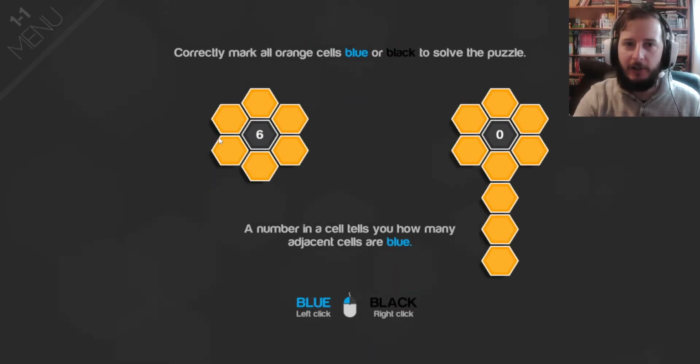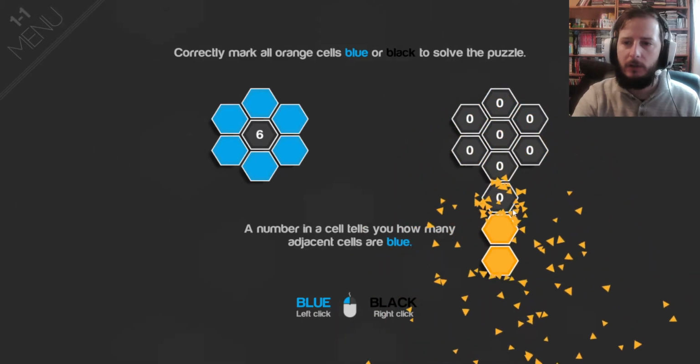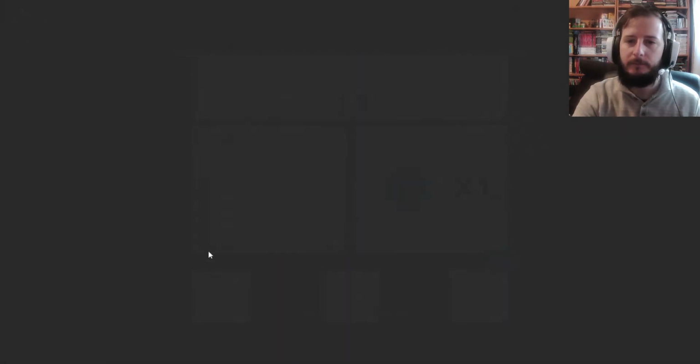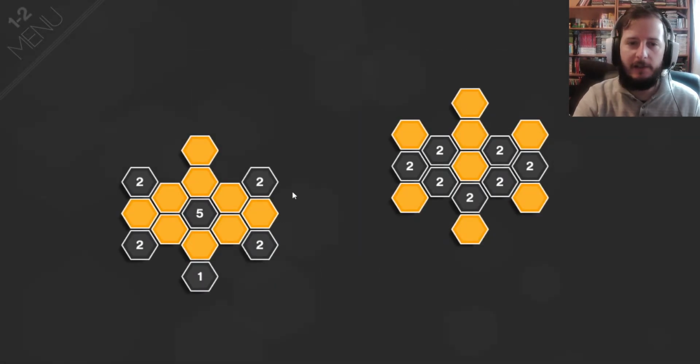Let's do 1-1, shall we? Much like Mario, it's a place to start. Correctly mark all orange cells blue or black to solve the puzzle. The number in a cell tells you how many adjacent cells are blue. It's Minesweeper then. It's Minesweeper, basically. But I believe it is, much like Hex Logic, designed to be perfectly solvable.